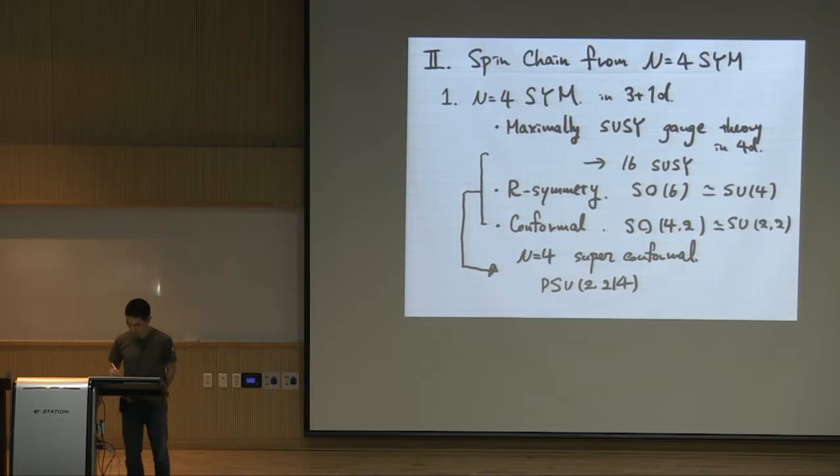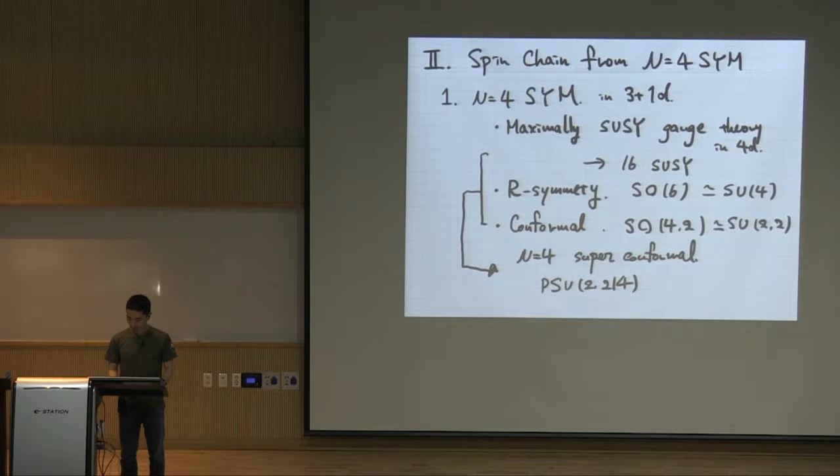Although I listed all these properties, I'm actually not going to use the detailed properties of these symmetry groups. So if you don't know much about this, what this P means and what this slash means, you don't need to worry about it. Okay, so this is a basic property of N=4 super Yang-Mills theory.